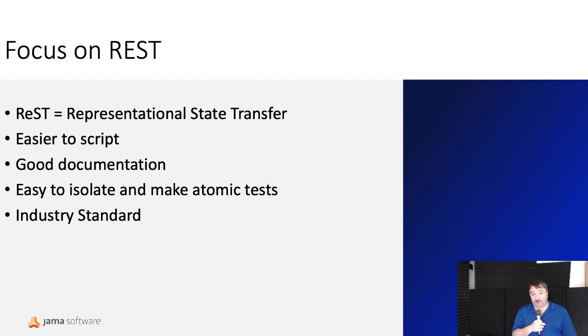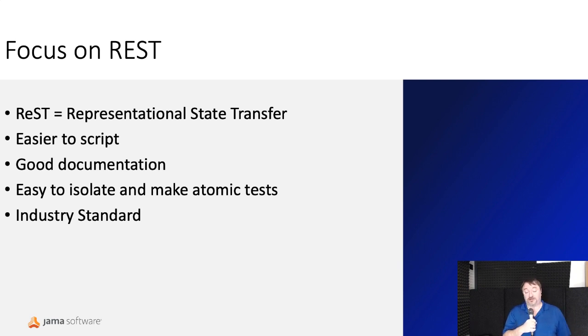So our tip for that is to focus on REST. REST is much easier to script. We have good documentation for our REST calls. We have something called Swagger, and an SDK that's published on dev.jamasoftware.com. If you talk to your technical account manager, they can point you to some of those resources. REST calls are easy to isolate so that you don't have to run them in chains. You can isolate each endpoint.